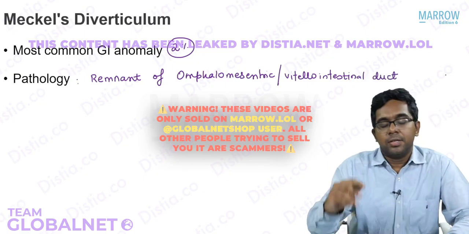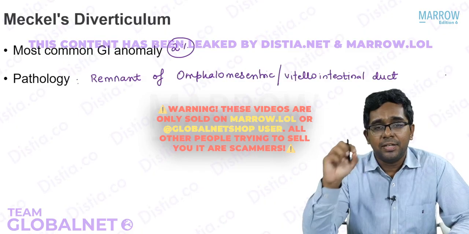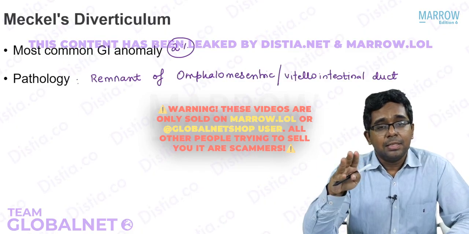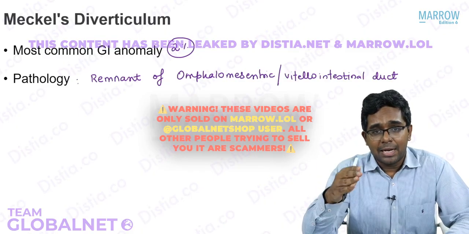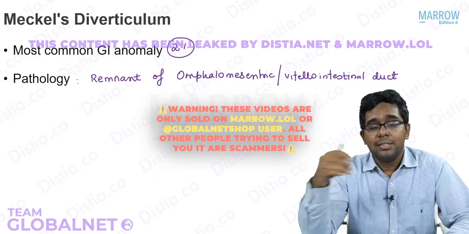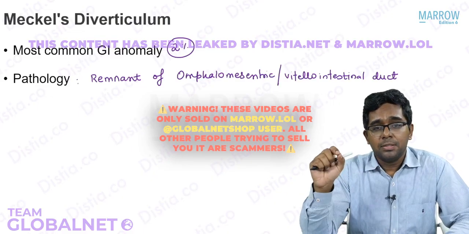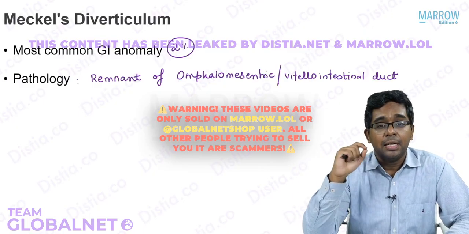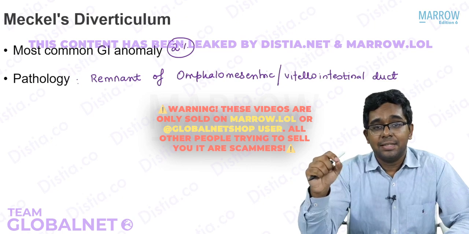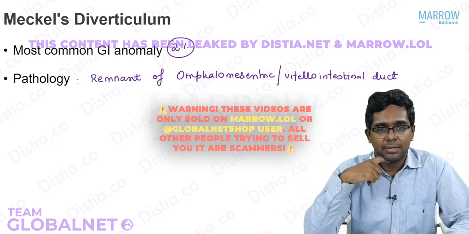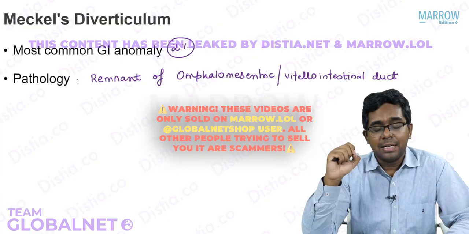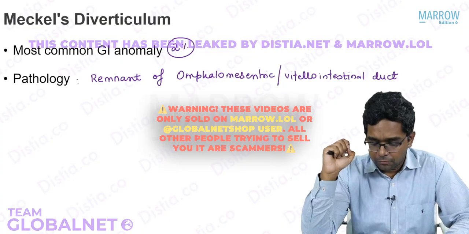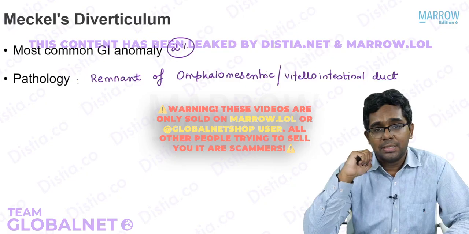This omphalomesenteric or vitellointestinal duct is a fetal communication between the abdominal wall at the level of the umbilicus and the small intestine. Normally, by the time of birth, this duct should have completely disappeared or obliterated. If it is patent on the intestinal end, you will get Meckel's diverticulum. So that is why I have written it as a remnant of the omphalomesenteric or vitellointestinal duct.